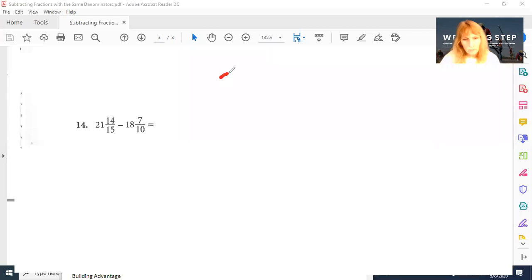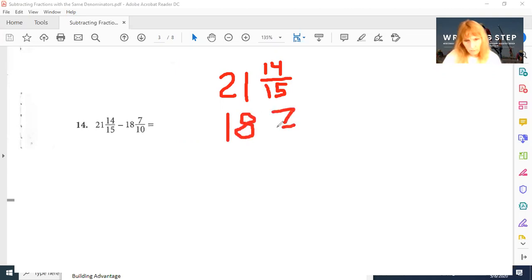So I'm going to rewrite it. 21 and 14/15, like that. And I'm going to subtract 18 and 7/10. So I like to write this vertically. It's the best way to solve these kind of problems. 18 and 7/10. And this is a subtraction problem.